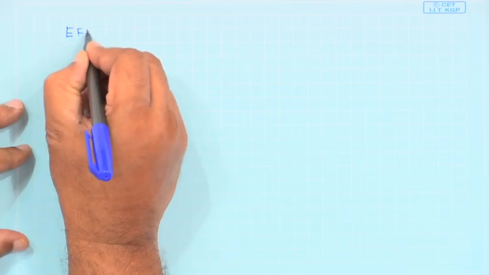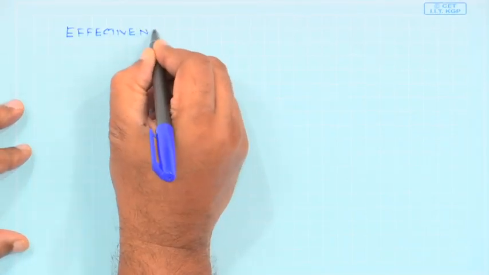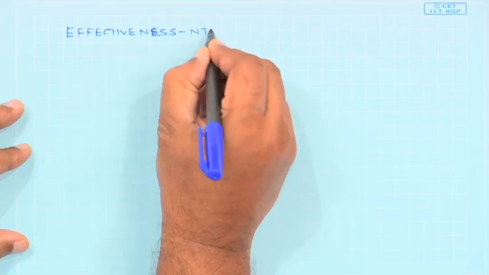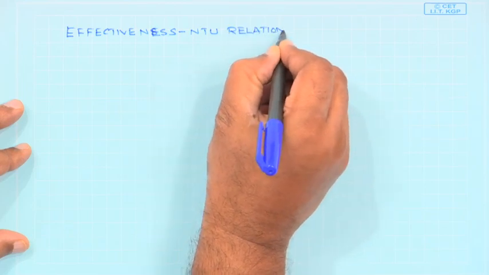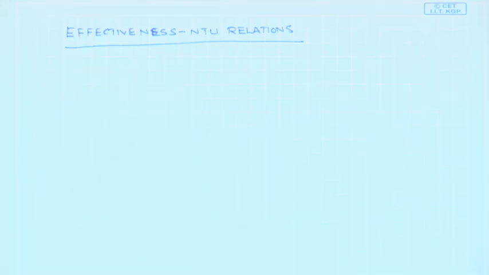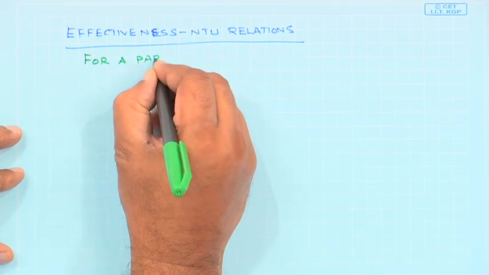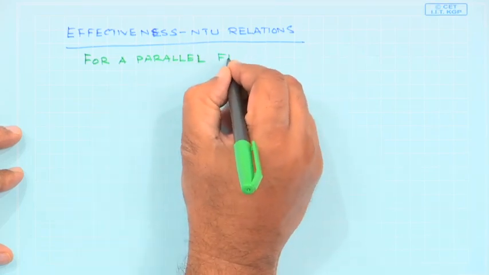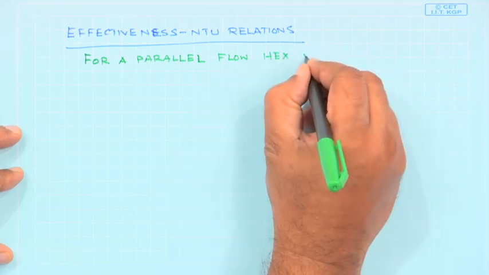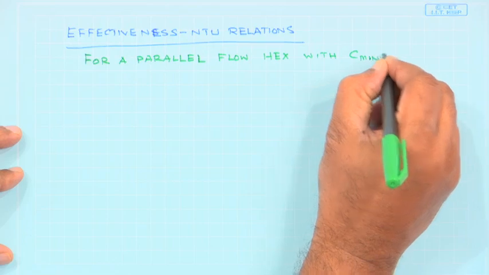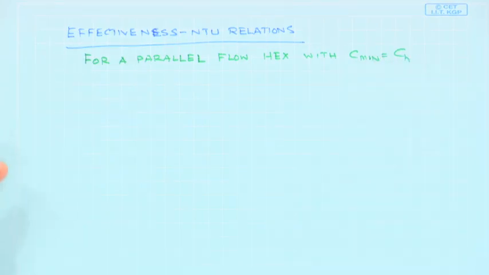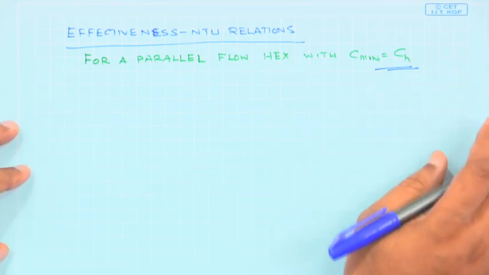So, let us start with one simple case of evaluating epsilon for a specific flow configuration. The one which we are going to do is to find out the relations between effectiveness and NTU, and we are doing it for a parallel flow heat exchanger, with C minimum equals CH. That means the minimum of the capacity is due to the hot fluid only.